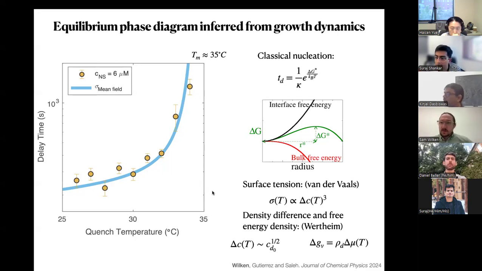And then you use the same fit parameter for the rest of the phase diagram. Is that correct? Yeah, exactly. Okay. Sorry, continue.